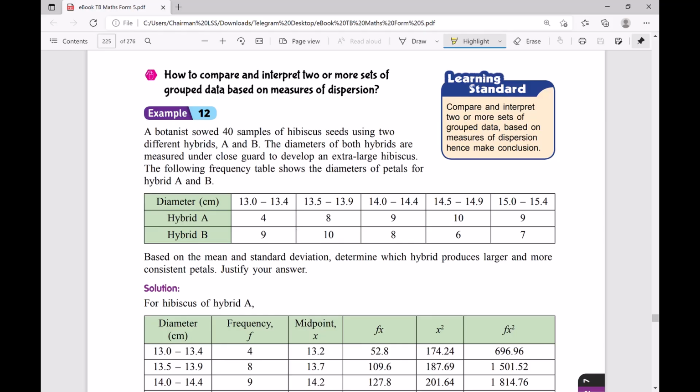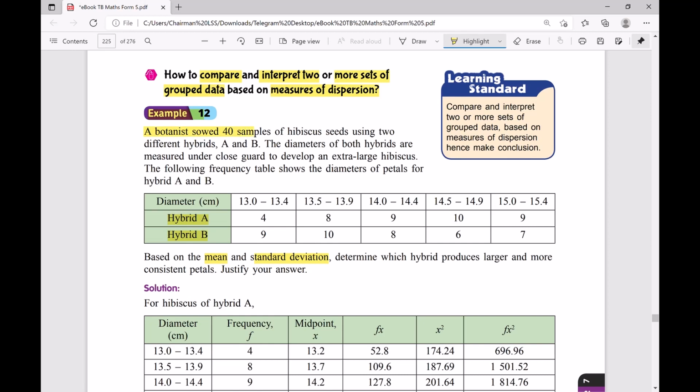Okay, let's compare and interpret two or more sets of group data based on measures of dispersion. For example 12, we'll look at the measures of dispersion of mean and standard deviation. We'll compare and interpret what the mean and the standard deviation mean for two types of hybrid flowers, hybrid A and hybrid B. So let's read the example.